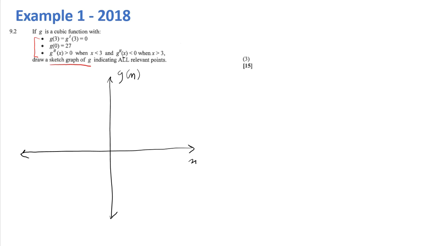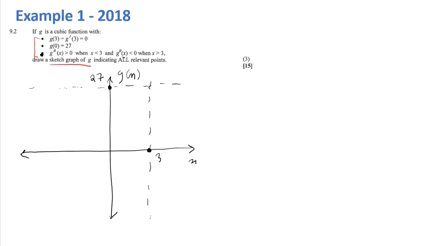Now, they've given us that the function value of g(3) is 0. So something is happening on the x-axis, where x is 3. I also know that the function value at the point x is 0 is 27. That's given.